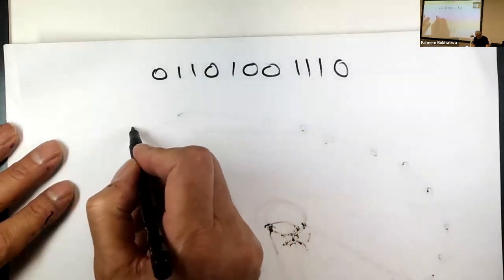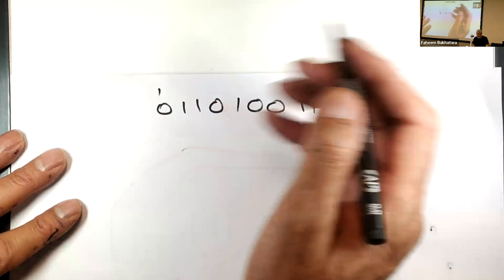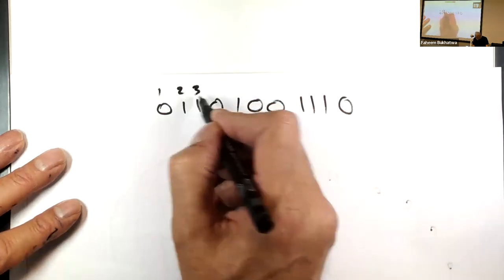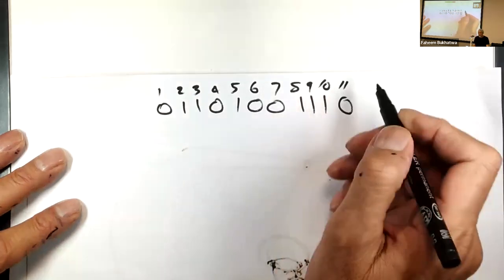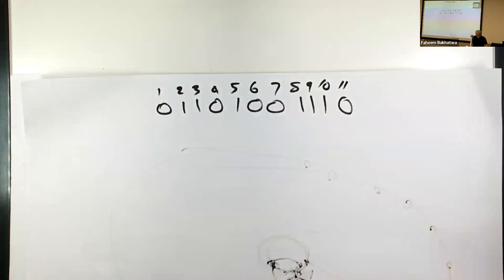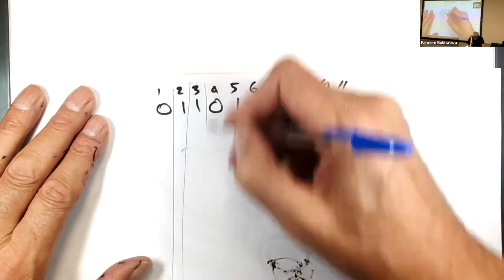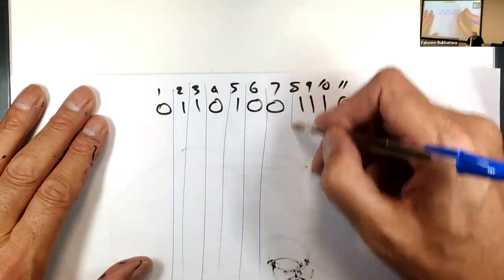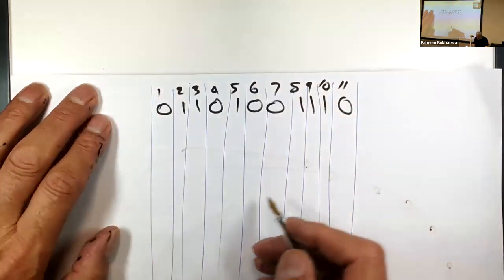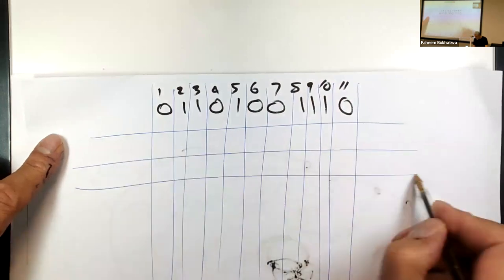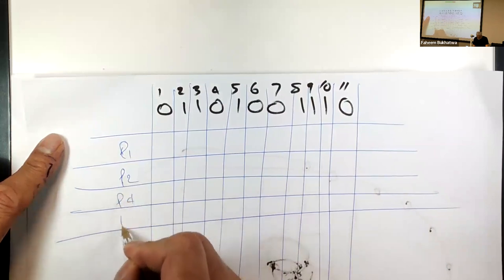Right, I'm going to just mark the positions on top of this for now, quicker. 1, 2, 3, 4, 5, 6, 7, 8, 9, 10, 11. It's better to put them in a table. It's easier for everyone to see, and easier to work out with no mistakes. Right, we're going to have 4 rows. This is for parity 1, parity 2, parity 4, and parity 8.